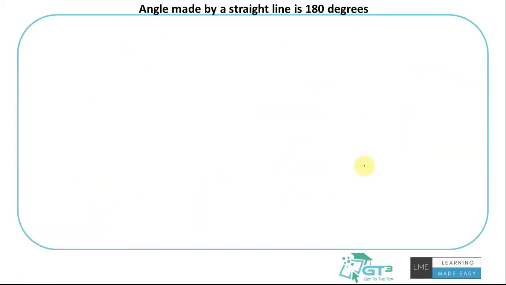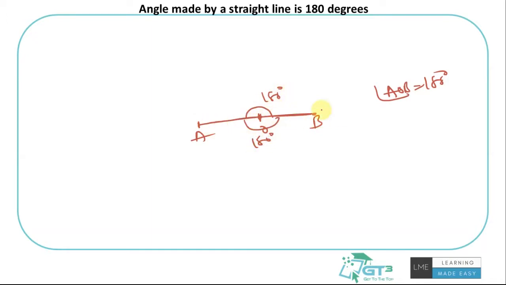So the angle made by a straight line is 180 degrees. If I have a straight line, let's say AB, what is angle AOB? It is 180 degrees. How am I measuring AOB? From A, I draw a line to O, and from O I draw to B. Because all of them are in a straight line, the measurement has to be 180. This will also be 180 obviously.